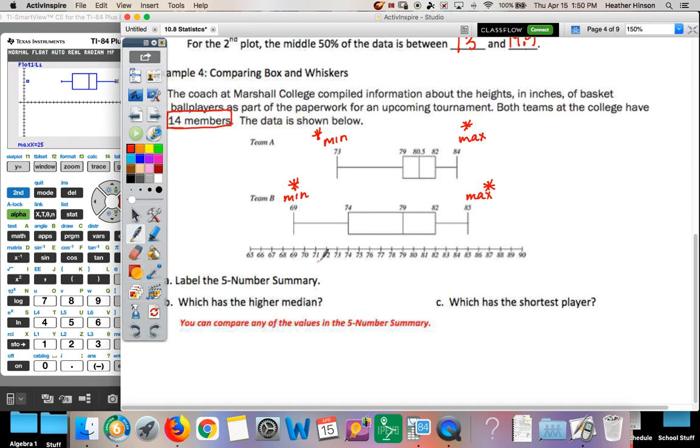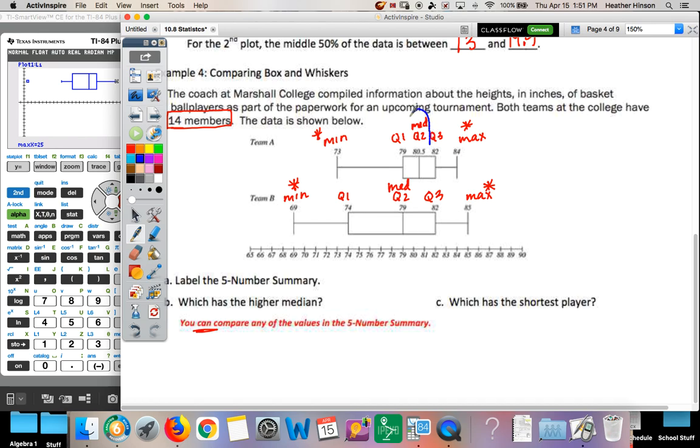So if we label all this, which I kind of already did, that's your min, this is your Q1, Q2, which is your median, and Q3. Same thing here: Q1, Q2, which is our median, and Q3. Which one has a higher median? We can compare the values of any of these. There are certain things we can compare and certain things we can't. We can compare the values of any of those 5 numbers.